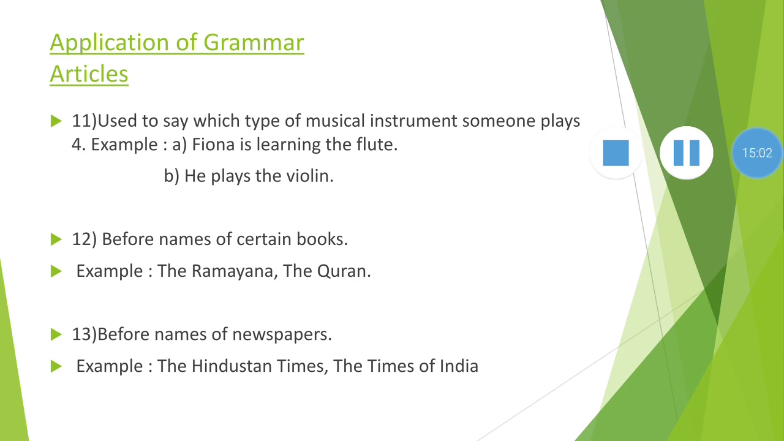Before the name of certain books, in the sense, before the name of religious books or a specific book, we use the article. For example, the Ramayana, the Quran, the Bible, etc. Before the name of a newspaper, we use the article. For example, the Hindustan Times, the Times of India, the Indian Express, etc. Before the name of religious books, we use the article.